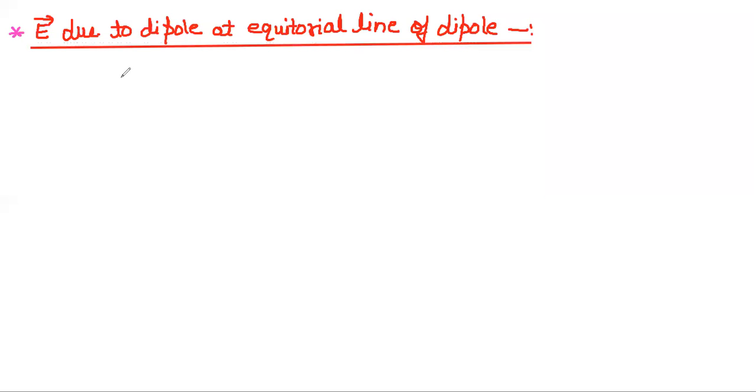Okay, students. So today's topic is the electric field intensity due to a dipole at the equatorial line of the dipole. So now let's take a dipole. Equatorial line means the perpendicular line passing through the midpoint of the dipole is called the equatorial line. This is the dipole, and this is the line passing through the midpoint. So it will be called the equatorial line.